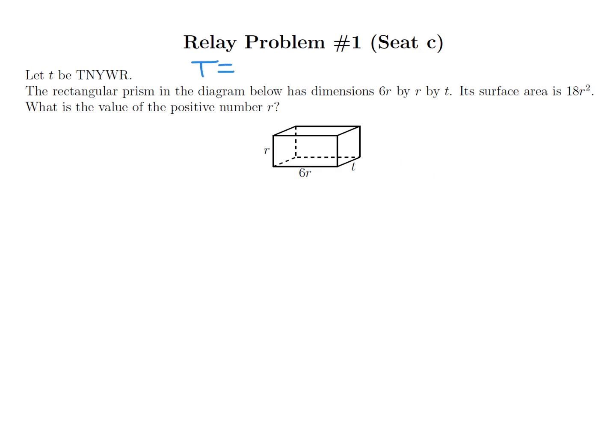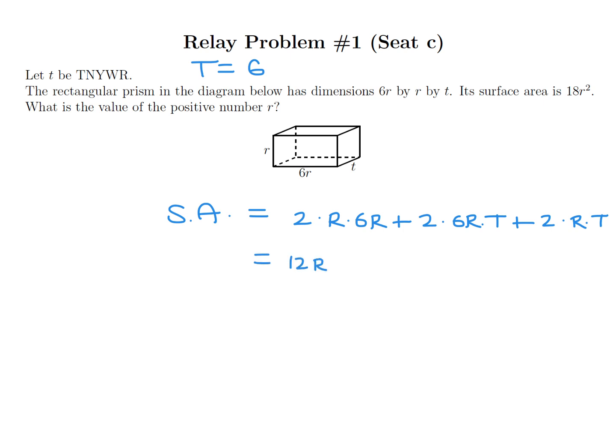T is the previous question's answer, which is 6. The rectangular prism in the diagram below has dimensions 6r by r by t. Its surface area is 18r squared. What is the value of the positive number r? Okay, so surface area in this particular case would be 2 times r times 6r plus 2 times 6r times t plus 2 times, what would be the other one? RT, right? Yeah, RT. Okay, well, T we know, so we can put that in there.